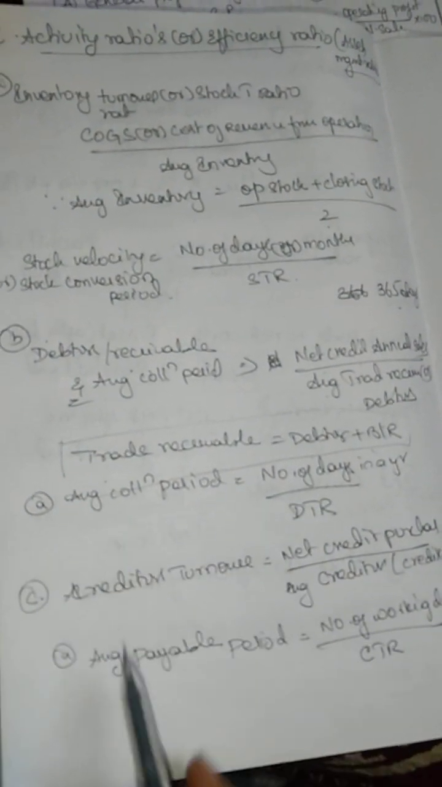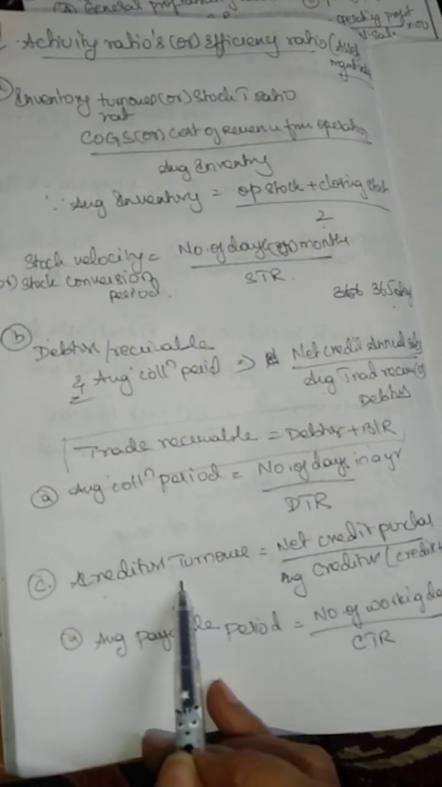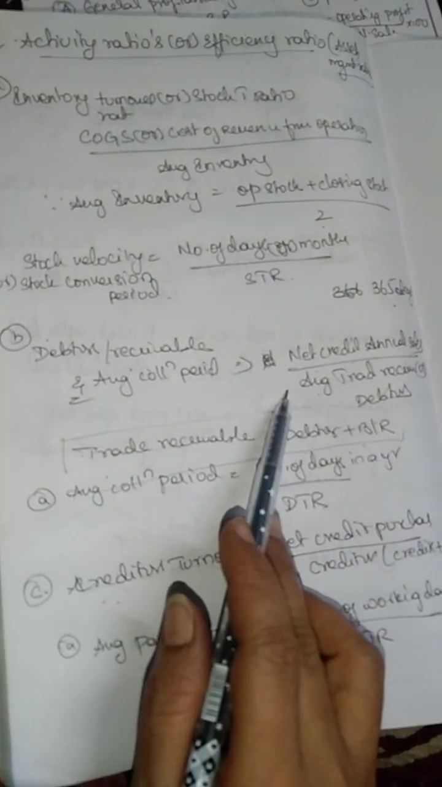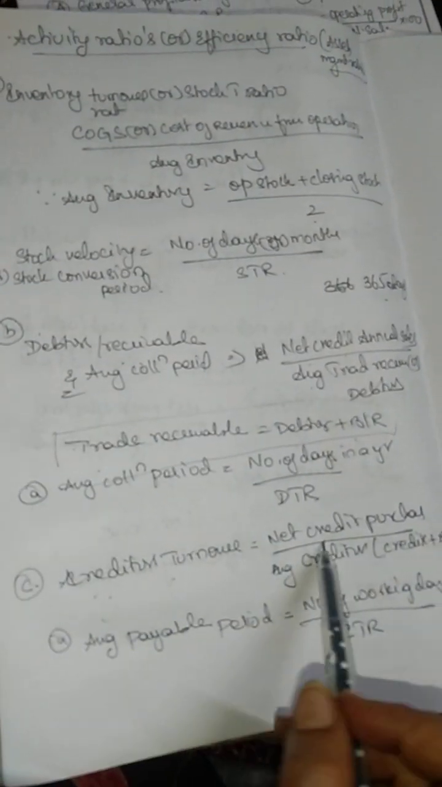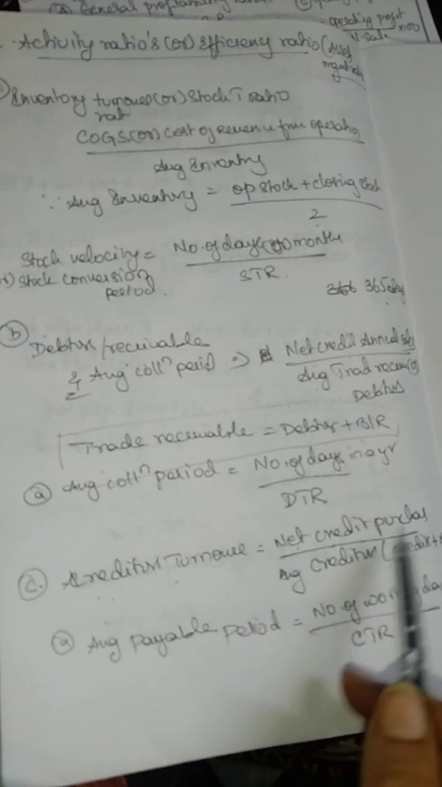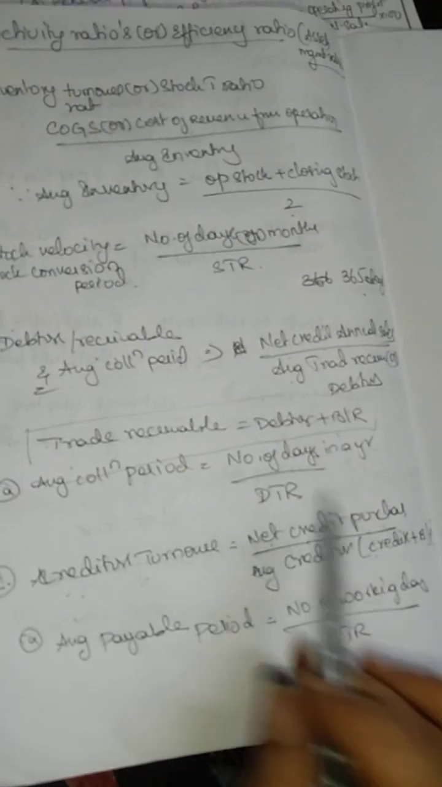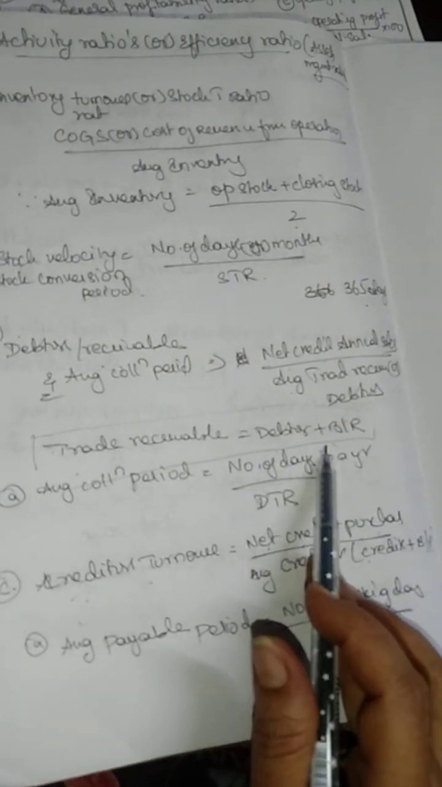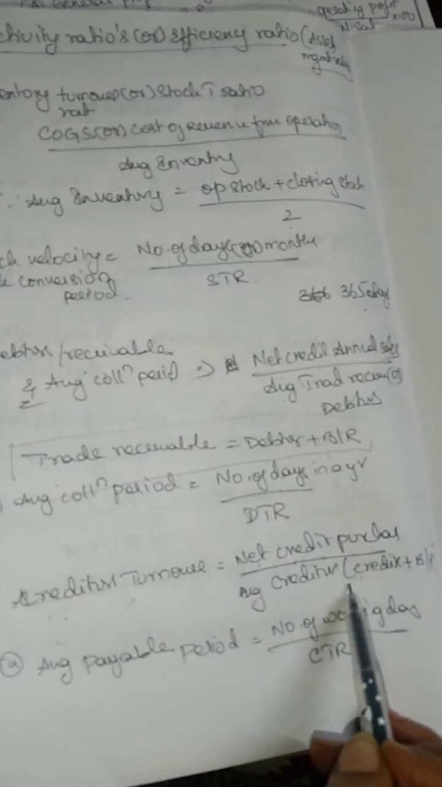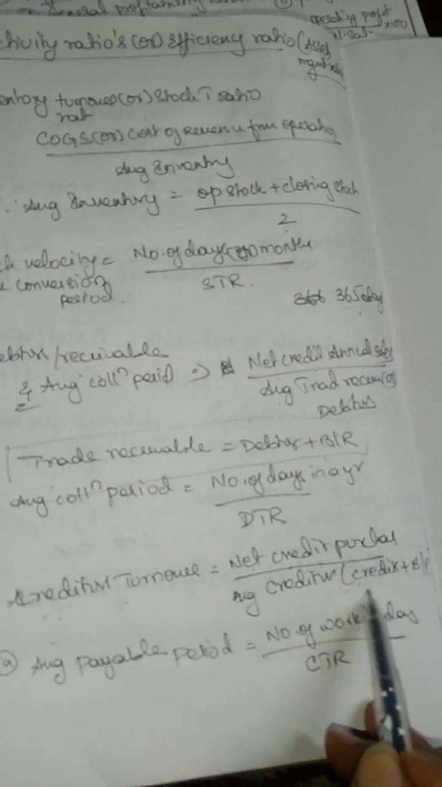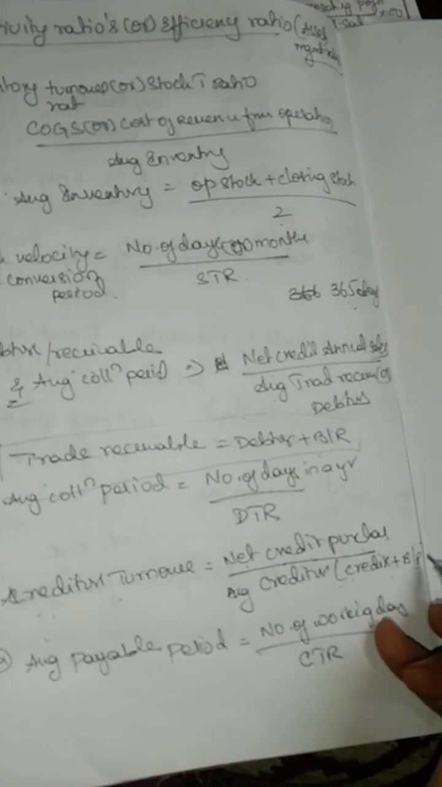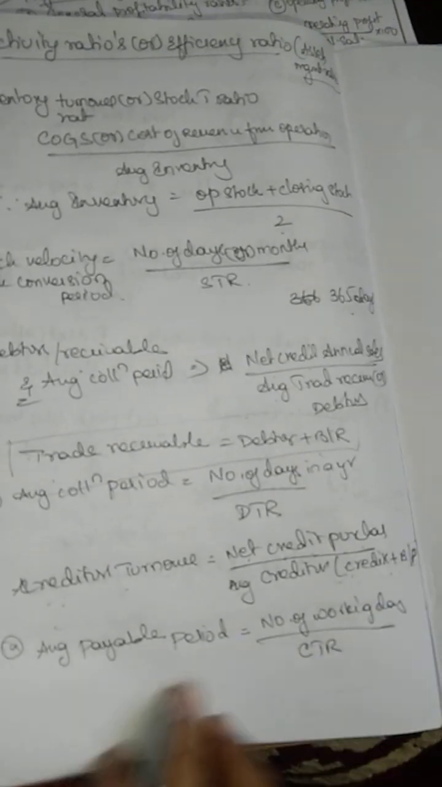Okay, understand. Now if it is talking about creditors turnover: debtors means sales, as I said, and creditors means purchases. So net credit annual purchases divided by average creditors, since I have credit. But just as I said debtors is a combination of debtors with bills receivable, creditors is going to be a combination of creditors with bills payable, creditors with bills payable.